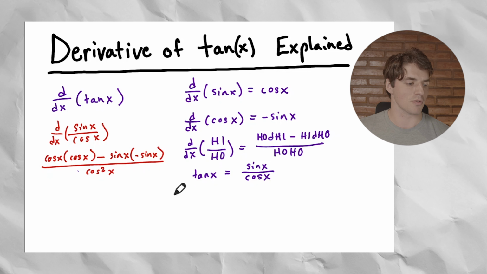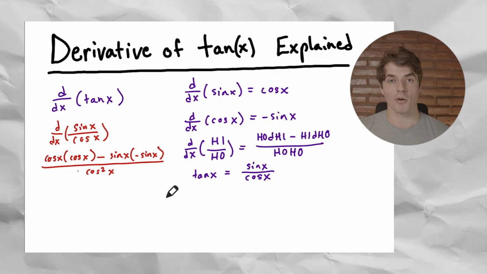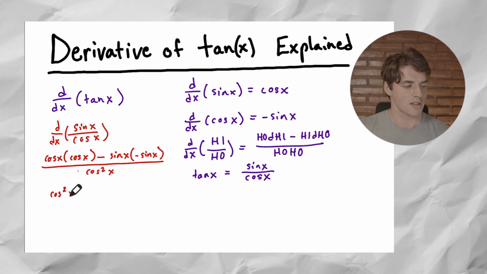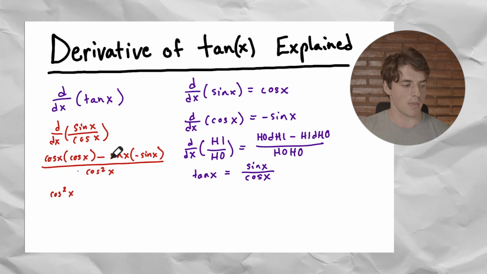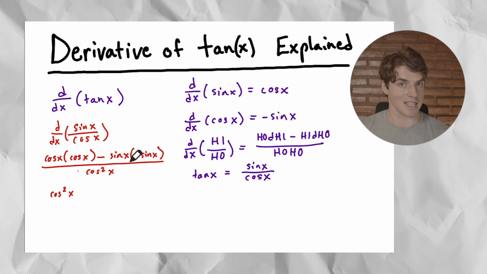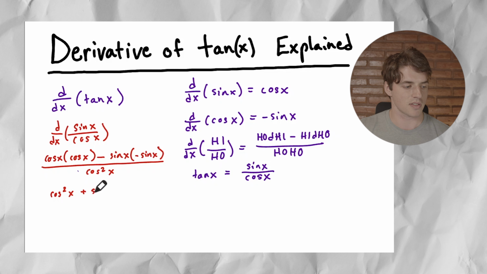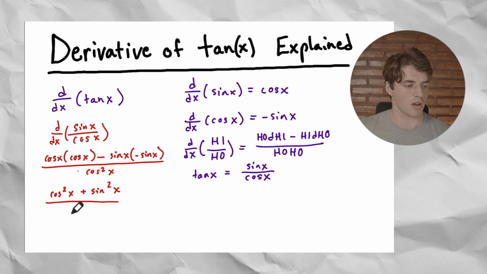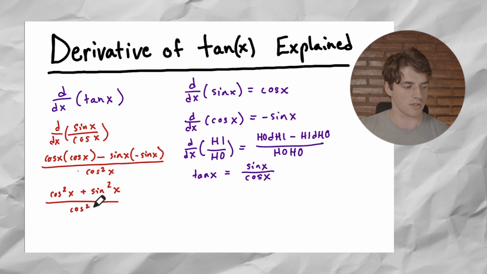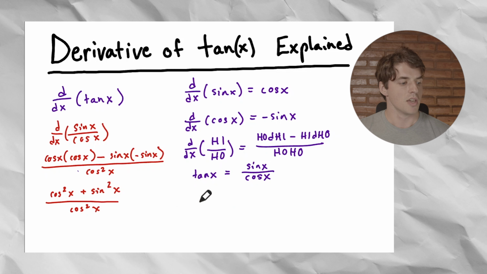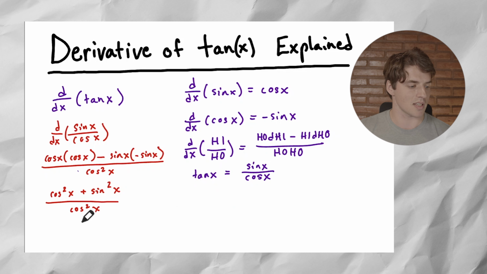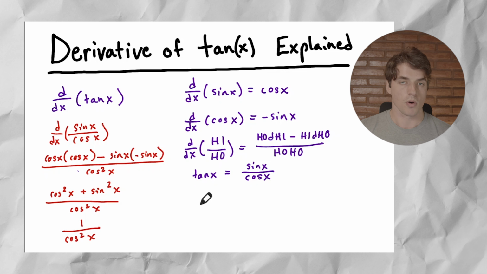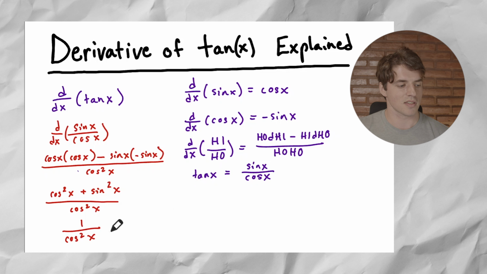So this is our derivative. Of course, we need to simplify, so we have cosine squared of x minus sine of x times negative sine of x, so plus sine squared of x, all over cosine squared. Cosine squared plus sine squared is 1. 1 over cosine squared of x.